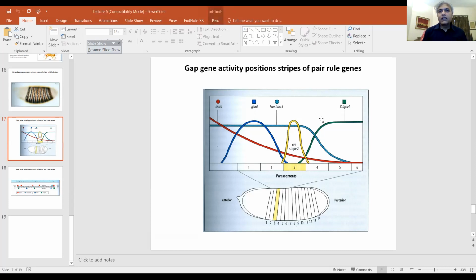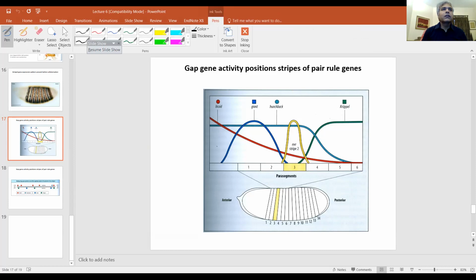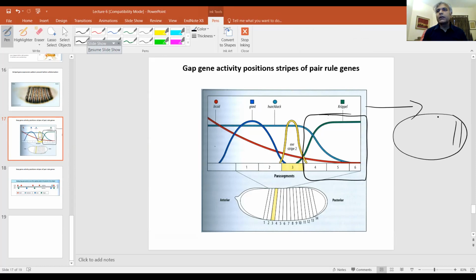Krupal is only present in this region. So hold on. Krupal is only present in such a stripe. If you go downstream, you will have different genes in the embryo, different gap genes, which will be regulating even-skipped. It's never only giant and Krupal. Okay. Any other question?